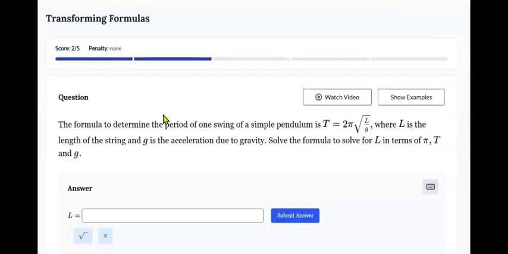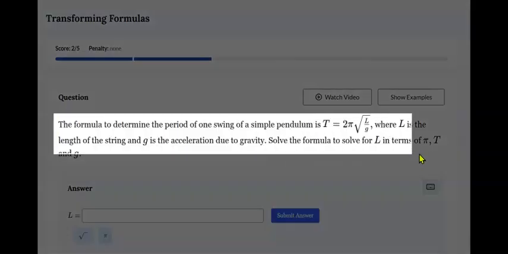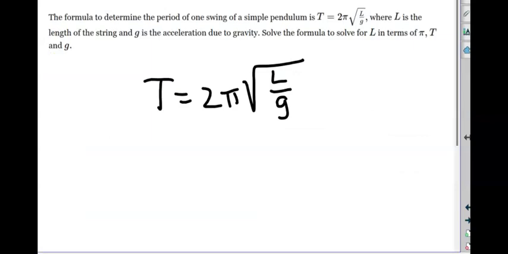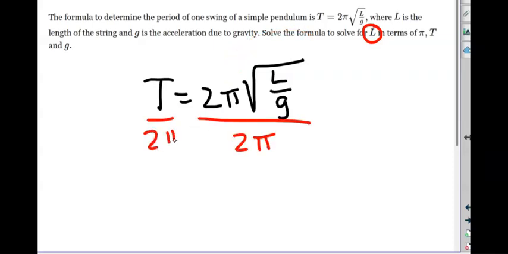Last one. This formula looks pretty complicated, but don't be intimidated. You're just using inverse operations to solve for L. So first thing is notice this is a grouping symbol. Remove all of the math outside of the grouping symbol. So we're going to divide by 2 pi on both sides.